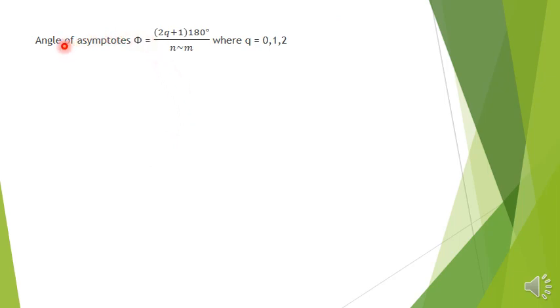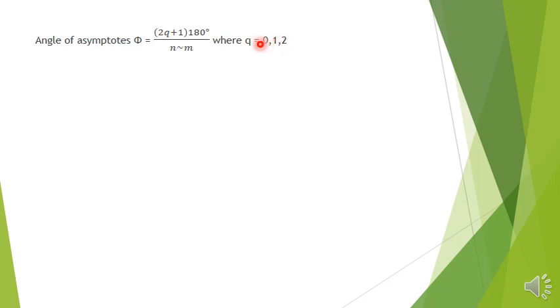So from the formula, angle of asymptotes phi is equal to (2q plus 1) times 180 degrees divided by n difference m. As I said, n difference m, because n may be greater than m or m may be greater than n, where q is equal to 0, 1, 2, varying up to n minus m minus 1. So here n is 3, m is 0, 3 minus 0 is 3, minus 1 is 2.